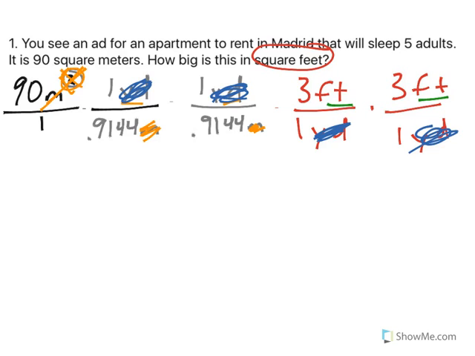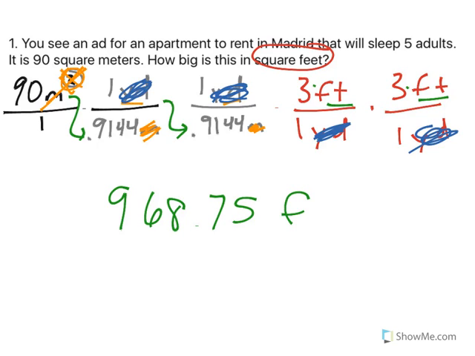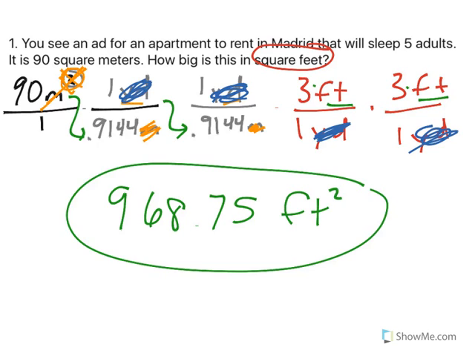So to do the math for this, I take 90 divided by 0.9144, divided by 0.9144, times 3 times 3, and when I do that, I get 968.75 square feet. So that's not huge, but you could sleep 5 adults in that, right? That's about the size of my apartment.